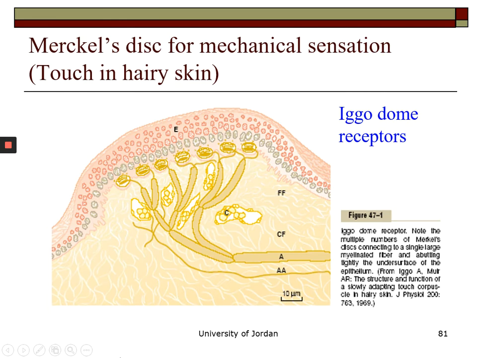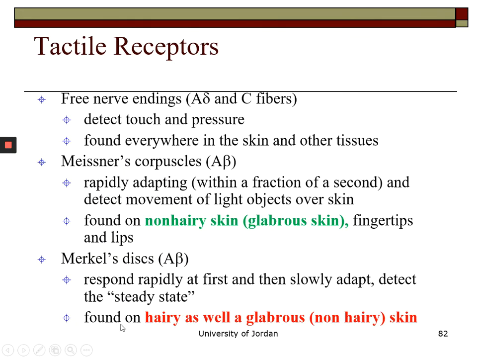We don't ask you to remember its name. We're not going to ask you to give structures. This is the Iggo dome. This is the Merkel disc under the epidermis, forming a dome here. And Iggo is the name of the person who described it. Okay.